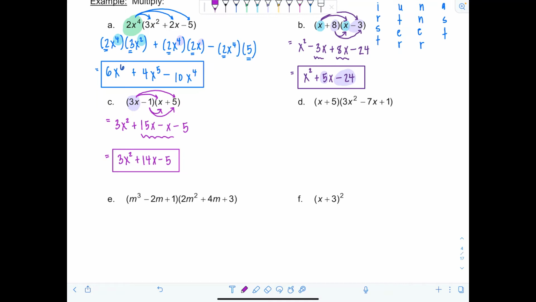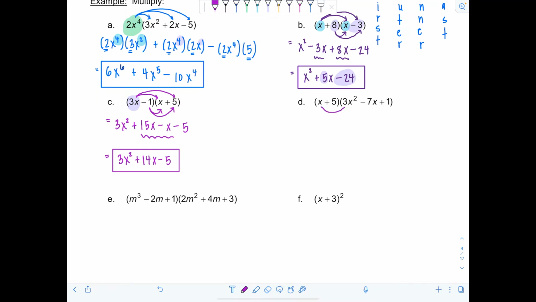It's getting fancier, guys. We've got x plus 5 times 3x squared minus 7x plus 1. So notice we have to take our foiling up a level because now we have 3 terms in the second factor that we're multiplying out. So just stay super organized. I'll show you what I like to do.